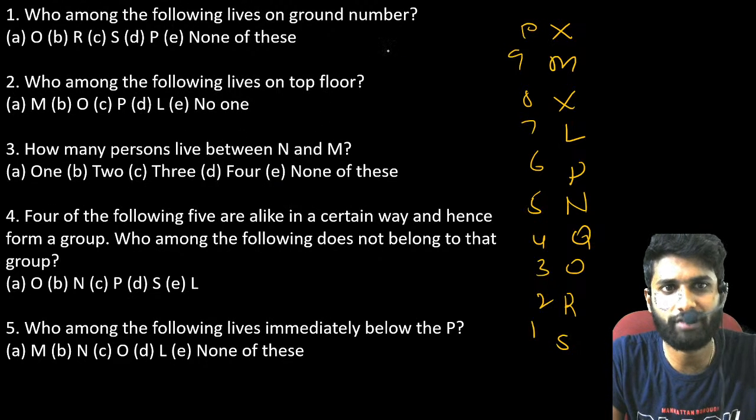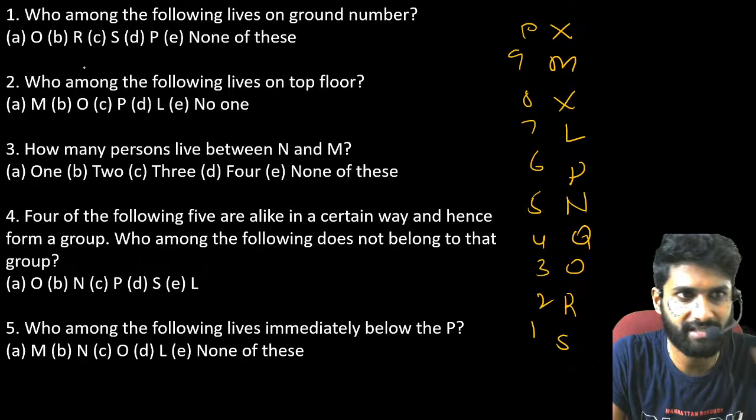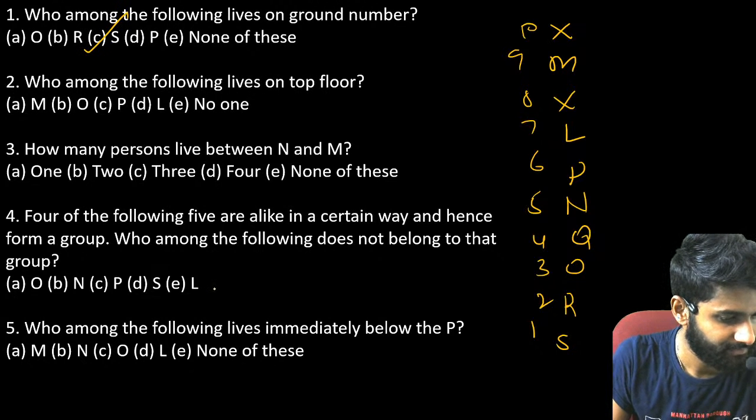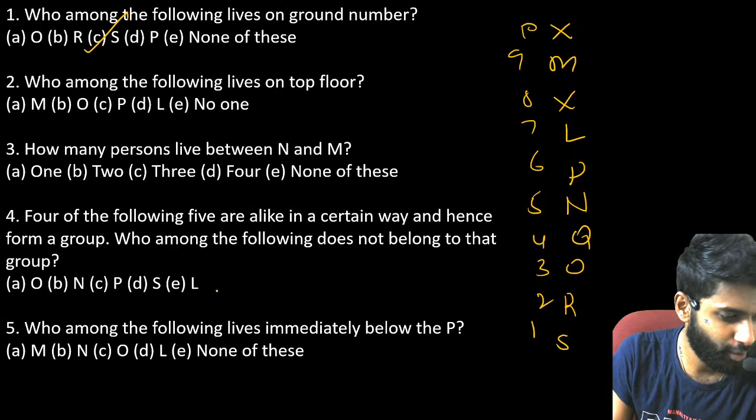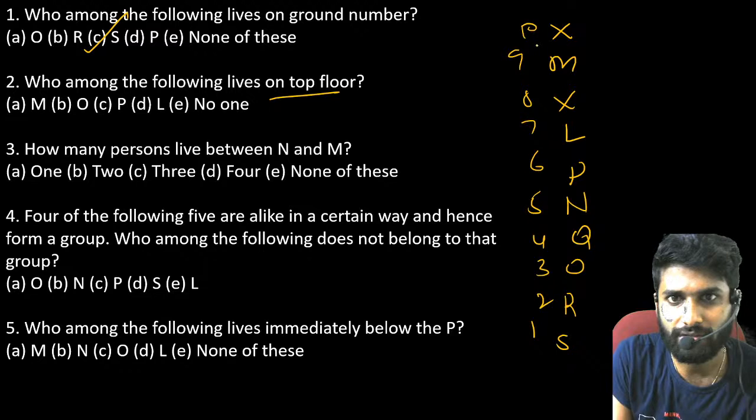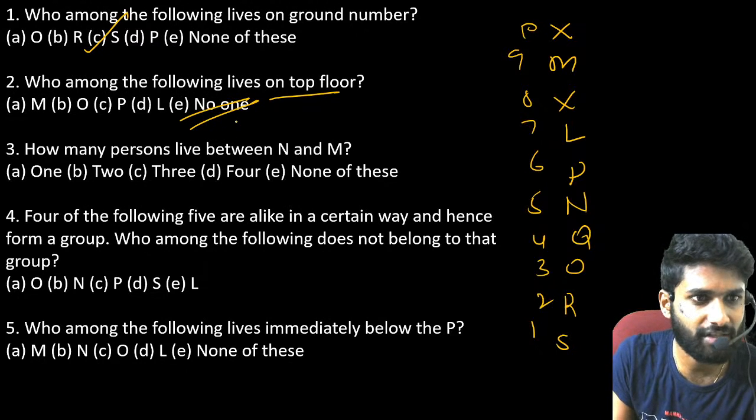That's why I mentioned it. Now just go through the questions. Who among the following lives on the ground floor? The ground floor person is S. It is the correct answer. Which of the following lives on the top floor? The top floor is vacant, so no one lives on the top floor.